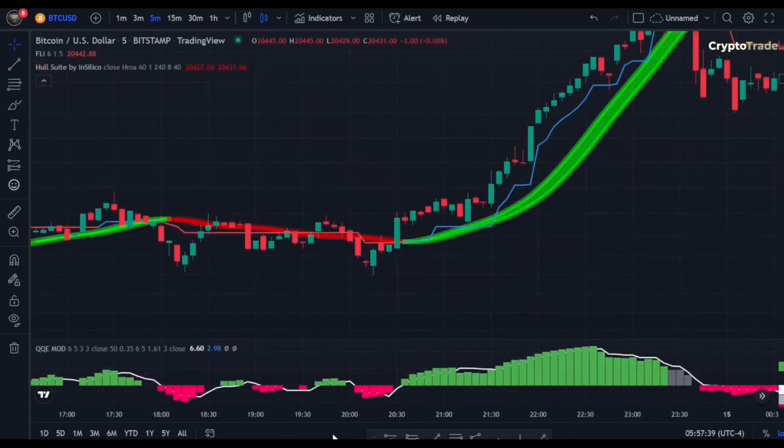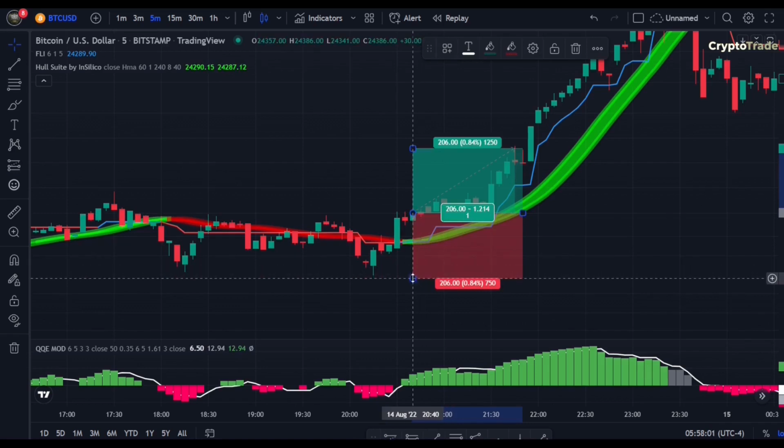Let's see how to use indicators for a buy order. When the Hull Suite indicator line is green, when the FLI line is blue, and when the QQE mod indicator is green, wait for the close of a green candle. If these conditions are met, then place a buy order at the close of the green candle.